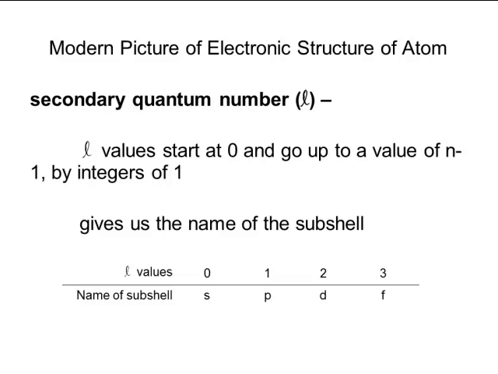If I have an L value of 1, it's going to be P. L value 2, it's going to be D. L value 3, it's going to be F. So these L values tell us the name of the subshell. It tells us the name of the orbital that we're dealing with, where this electron is located.